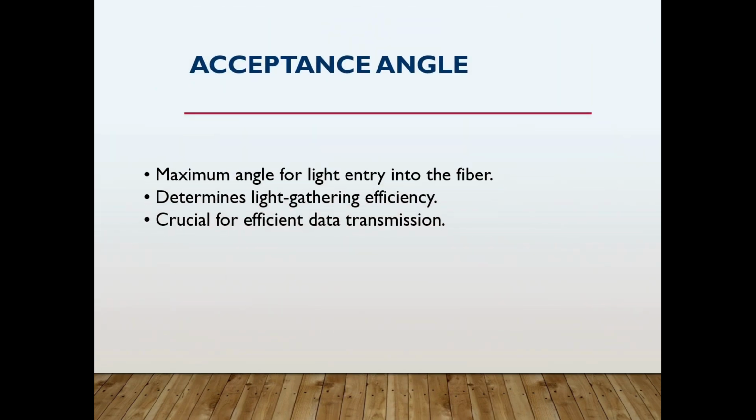Now we'll discuss the key parameters of optical fibers. The first one is the acceptance angle. This is the maximum angle at which light can enter the fiber and still be guided effectively. A fiber with a larger acceptance angle has a larger acceptance cone and thus can collect light more efficiently. This is crucial for the performance of an optical fiber. Hence, optical fibers with a larger acceptance angle are preferred.